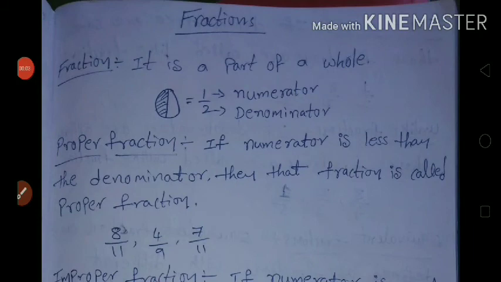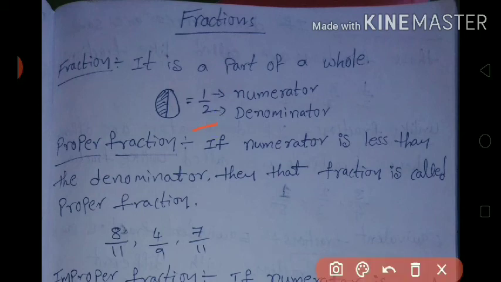Good morning everyone. Today's topic is fractions. So first of all, fraction. A fraction is nothing but a part of a whole. For example, we have a bun or cake. We make that cake or bun into two pieces. Each piece we consider as half. That we express in the form of 1 by 2.